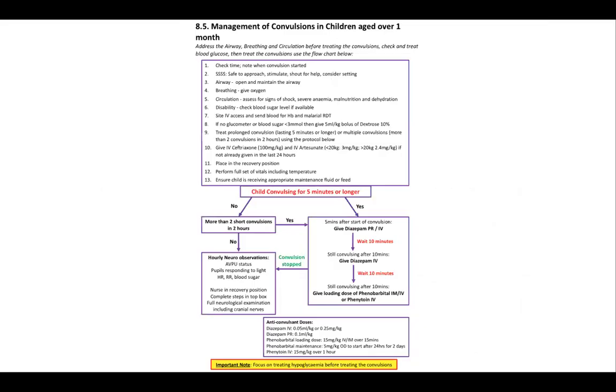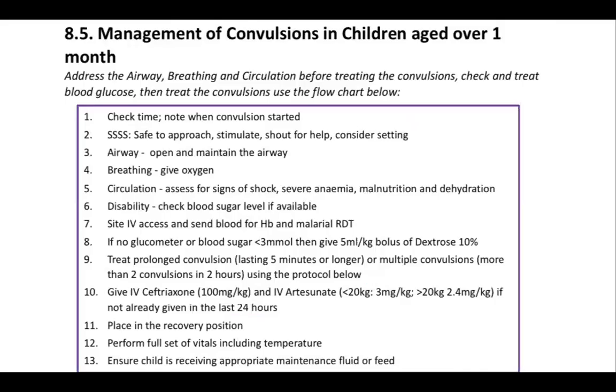So how do we manage convulsion? For children aged above 1 month, you can use this flowchart. Let's focus. The first thing we need to do is address the airway, breathing, circulation before treating the convulsion. And we need to check and treat blood sugar, and then treat the convulsion using the flowchart.